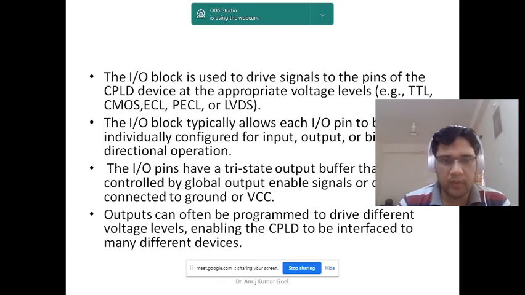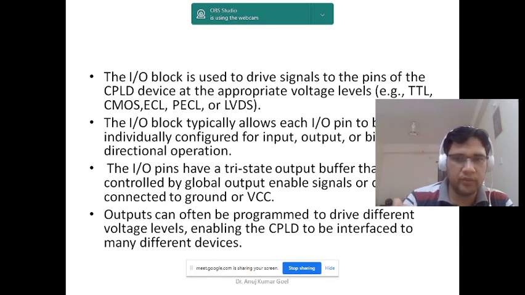So the input output block configures all the pins. That is, pin number 1 will be used as input, pin number 2 will be used as input, pin number 5 will be used as output. In this way it configures all the pins, either as input, output or bidirectional.